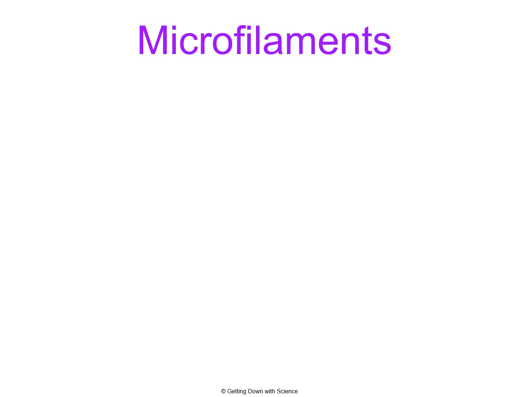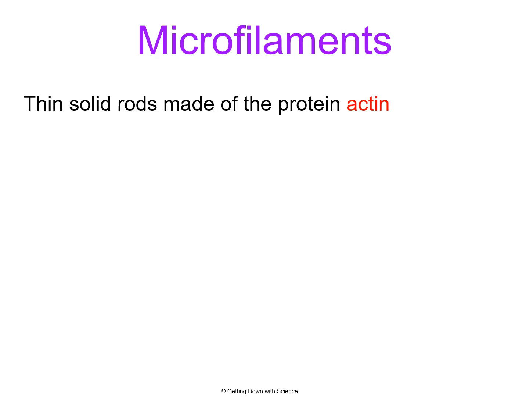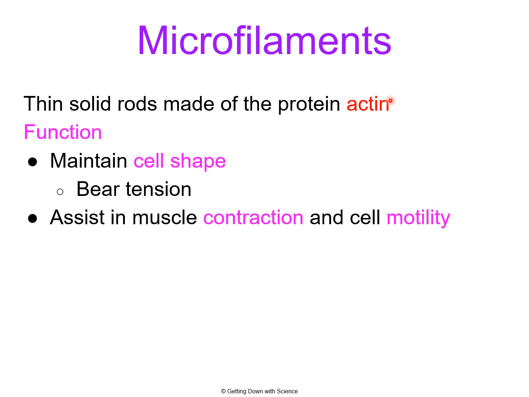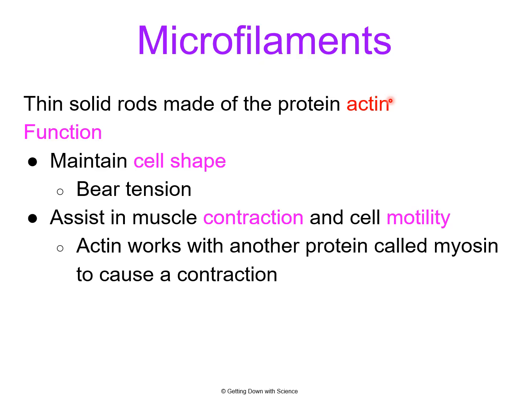All right, now another cytoskeleton component is microfilaments. These are thinner rod-like structures, and these are made up of protein, so they're not hollow. The protein that they're made up of is called actin. Their main function is to maintain the shape of the cell, and they also give some tension to the cell. And in muscles, they will assist in muscle contraction and the movement of muscle cells.